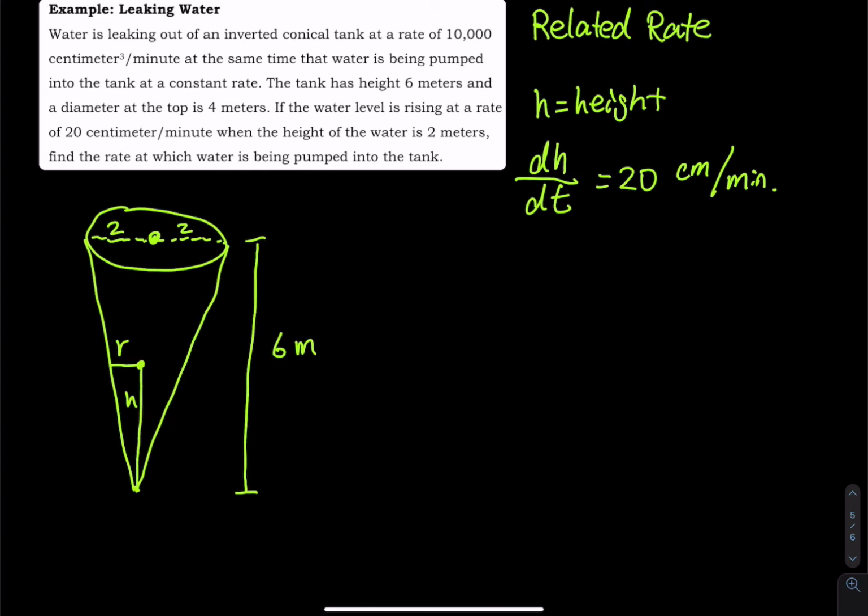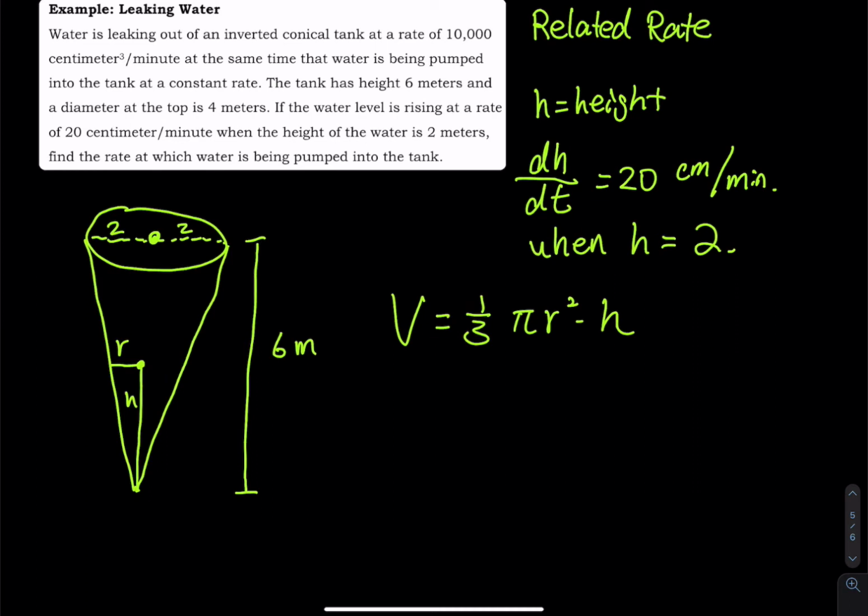And then the water is rising when the water is 2 meters, so when h is 2 meters high, find the rate at which water is being pumped into the tank. All right, what is the volume of a cone? The volume of a cone is V equals 1/3 pi r squared, which is the area of the circle, times height. So we have r and we have h.